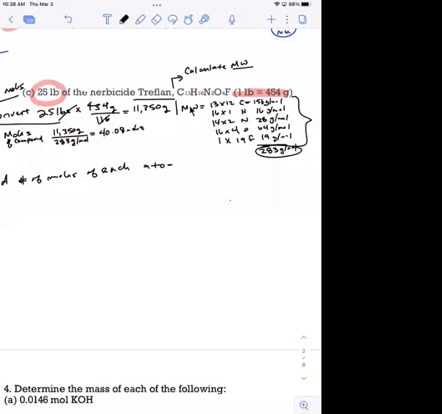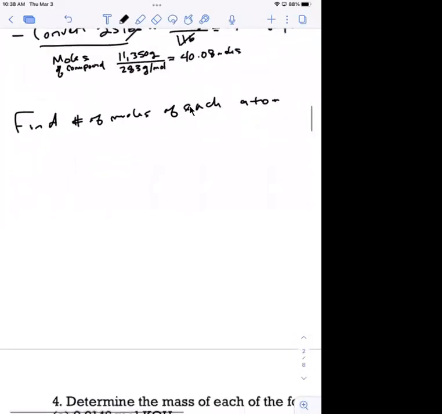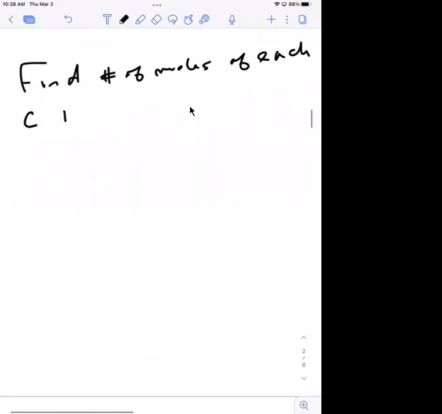We have the masses for carbon and hydrogen and nitrogen and oxygen and fluorine. We have the amounts. So now all we need to do is take those amounts and put them over the total. So we have 156 for carbon. We're going to divide that by 283 times 100. That's going to give me the percentage for carbon.